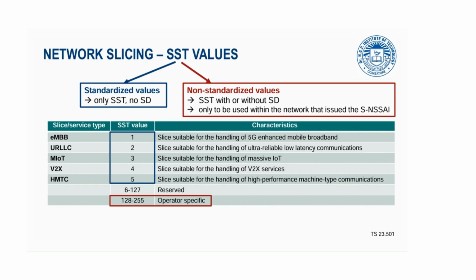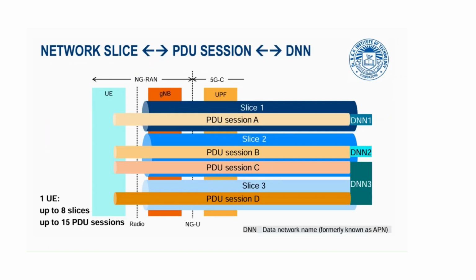Next, we are moving on to the relationship between the network slices, PDU sessions, and data network names in a 5G network for a single user device. So we're considering only a single user device, which is user equipment 1, UE. A logical end-to-end partition of the 5G network tailored for specific service requirements or customer needs is shown here. Each slice acts as a virtual network running on a shared infrastructure.